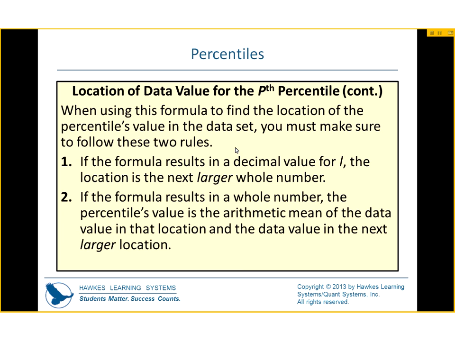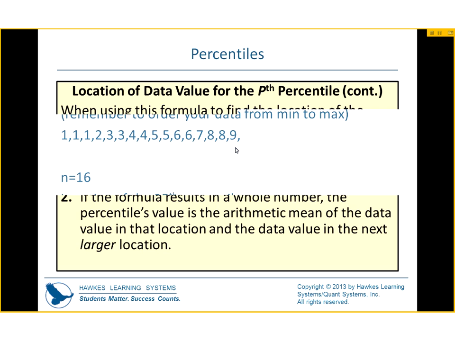So if you run the formula and you have a decimal value for L, then you have to go up to the next largest whole number. If the formula results in a whole number, then you go to the actual data value in the set. So if the location is 5, you go to the 5th data value, then you take the 5th value and the 6th value, and divide by 2 to get the mean. So let's do an example.